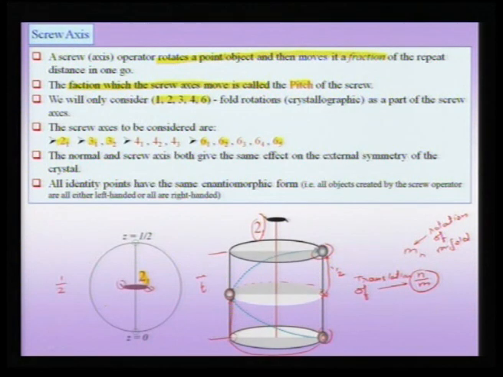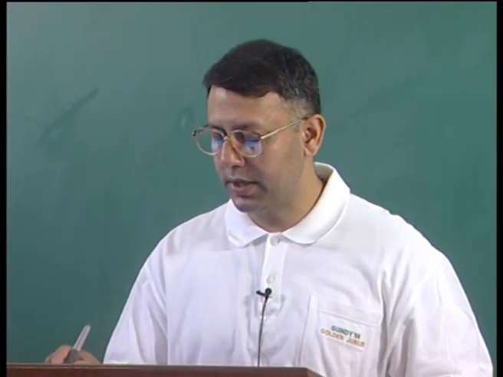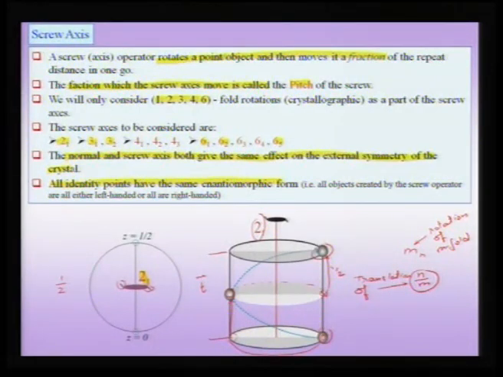Later on, we will also talk about the other kinds of screw operators listed here, like the 3-1, 3-2, 4-1, 4-2, 4-3, etc. But we have to remember that all these screw operators move an identity point to its same form. It will not take a mirror form. That means, if I start with left-handed objects, a screw operator will only leave left-handed objects as it goes along performing its rotations and translations. And as I pointed out, since the small fractional translations are not seen in the external growth shape of a crystal, the normal and the screw axis have the same effect on the external symmetry of a crystal or the growth form of a crystal.